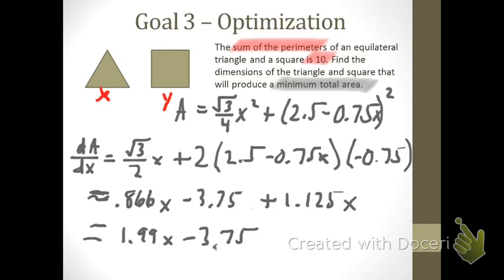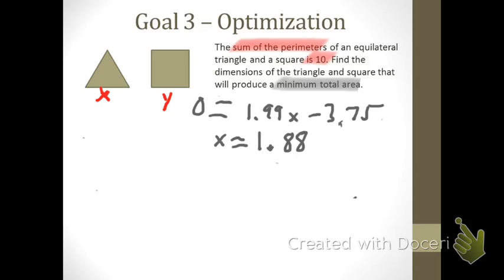Now, you know you need to set the derivative equal to 0, and again, hopefully you've done that already. And you should have found out that when the first derivative is equal to 0, the x is about 1.88 to 3 significant figures. That was your critical value.